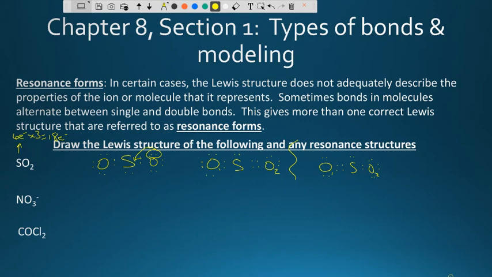Okay, now let's take a look at the next example, which would be nitrate, NO3. Now nitrogen, again, has 5 total valence electrons, and we have 3 oxygens that have 6. So 3 times 6 is 18, plus my 5, that's 23. But notice I have 1 more electron to account for, so that's going to be 24 total electrons.